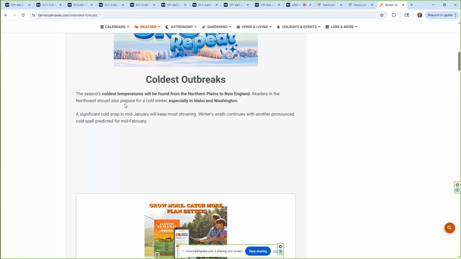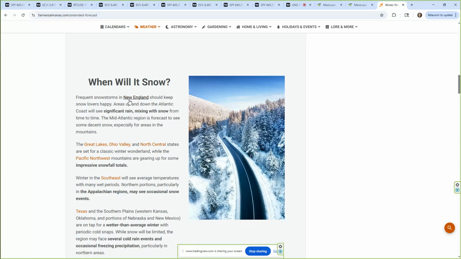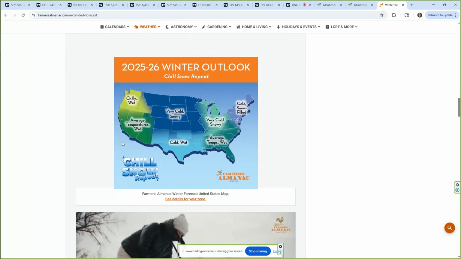Readers in the Northeast should also prepare for a cold winter, especially Idaho and Washington. When will it snow? Frequent snowstorms in the Northeast should keep people happy. So again, here's our 2025 to 26 winter outlook. Chilly, wet, very cold, snowy, very cold, wet, very cold, snowy, average temps, and very snow filled. Okay, let's see how this plays out.